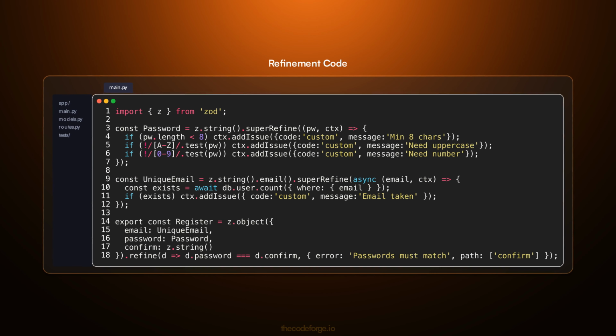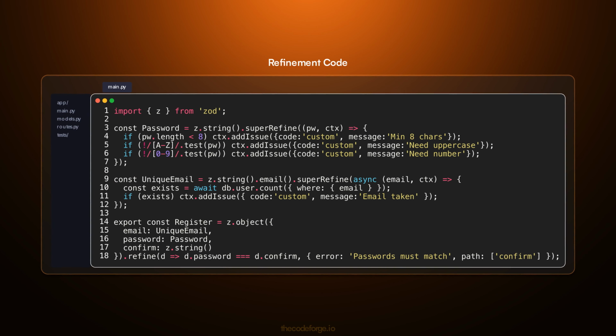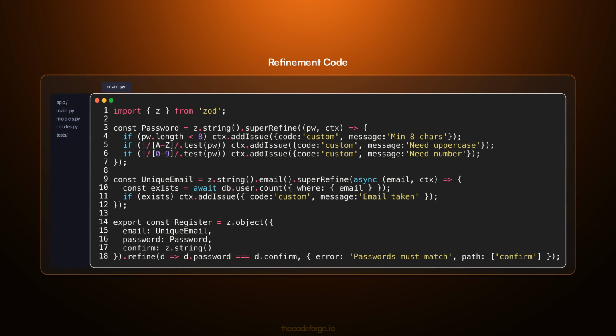Here we use superRefine to check password strength and email uniqueness. The register schema also uses a simple refine to ensure passwords match. Async refinements require parseAsync when parsing.